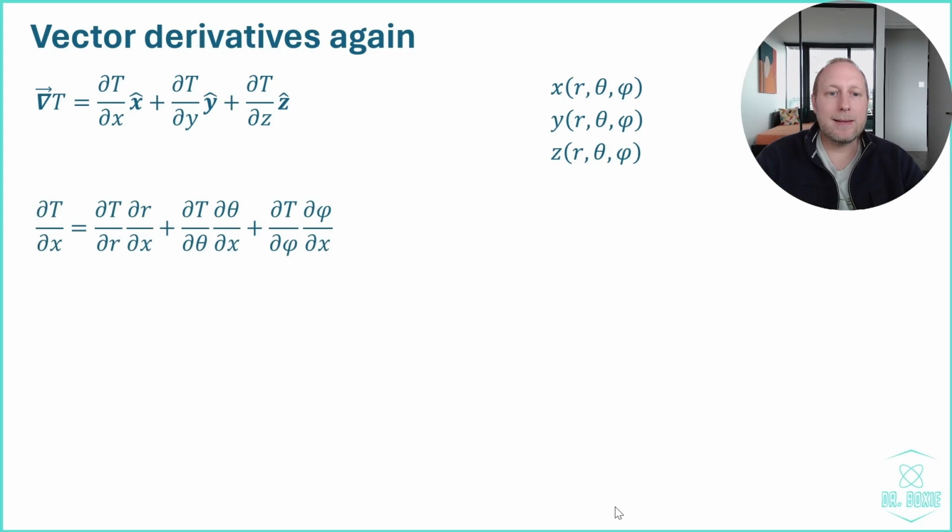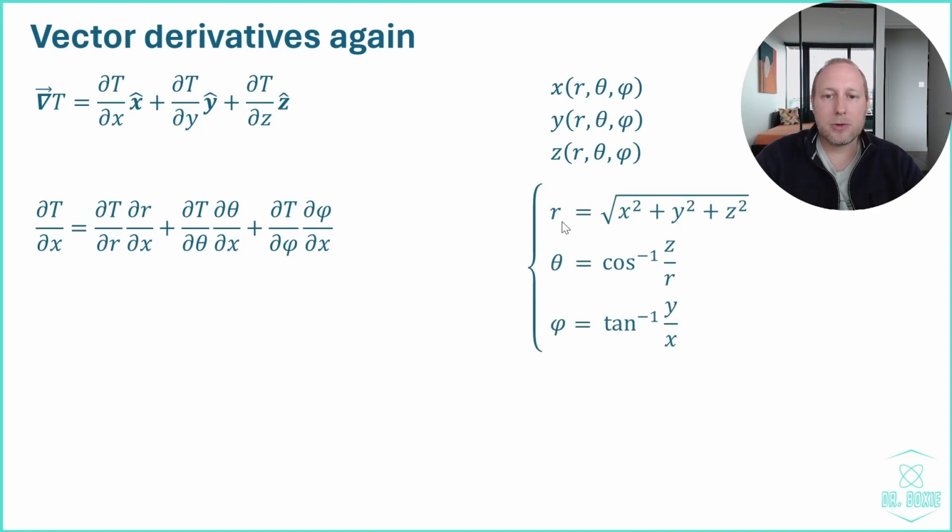So for instance, dT/dx using the chain rule becomes dT/dr dr/dx plus dT/dθ dθ/dx plus dT/dφ dφ/dx. Now dT/dr, dT/dθ, and dT/dφ are the partial derivatives of T with respect to the new coordinates. But dr/dx, dθ/dx, and dφ/dx, we need to calculate them. And those can be calculated using the transformation rules we spoke about last time. We saw that r, theta, and phi can be written in terms of x, y, and z according to these formulas, and so we can just calculate each of those partial derivatives and plug them into this expression for dT/dx. Similarly, we also need to do the same kind of calculation for dT/dy and dT/dz. So that's for the partial derivatives themselves.